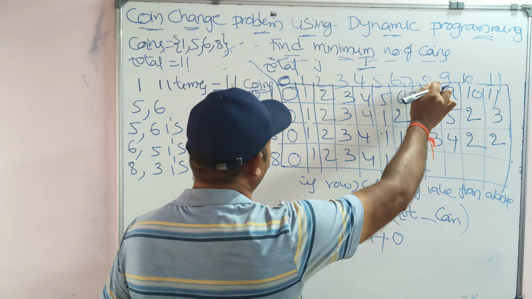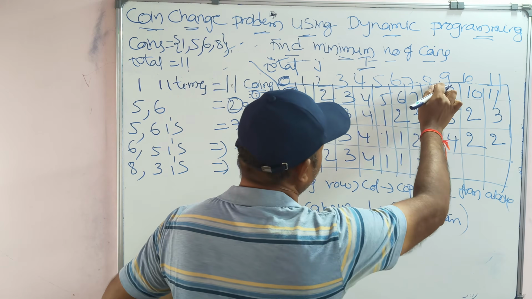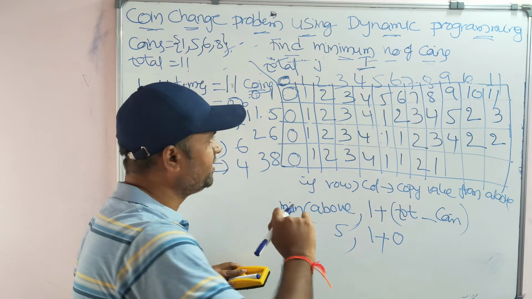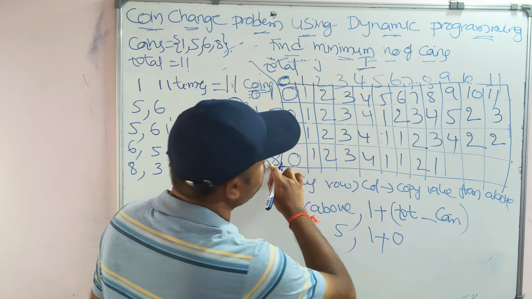So minimum of 3 comma 8 minus 8 means 0. So 0 plus 1 means 1. So in order to make a total of 8, one 8 coin is required. Next, 9 minus 8 means 1. So 1 plus 1 means 2.